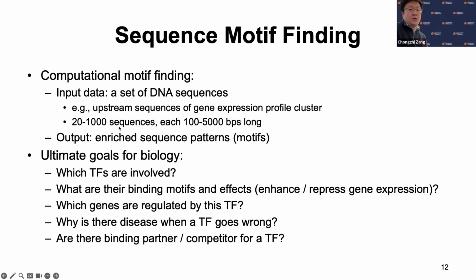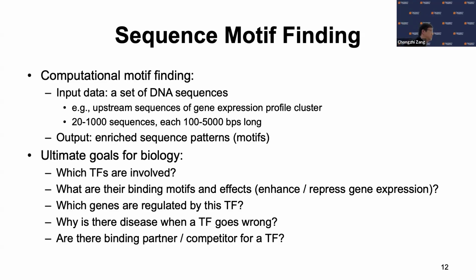Say, for example, usually we may have at least 20 or up to nearly 1,000 different sequences, and each sequence can be from 100 to 5,000 base pairs long. And that's a typical computational motif finding problem. This is the input data. And the output is that we want to find motifs, or the enriched repeated sequence patterns that occur in these sequences.